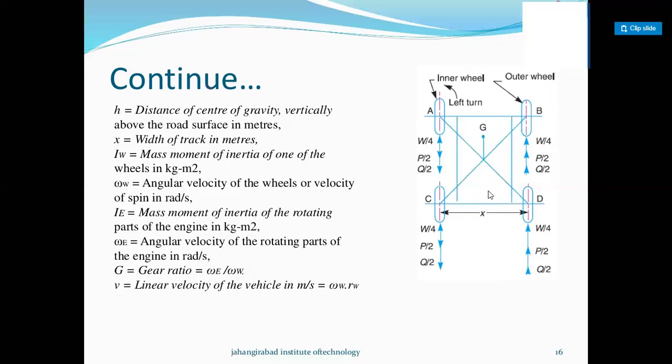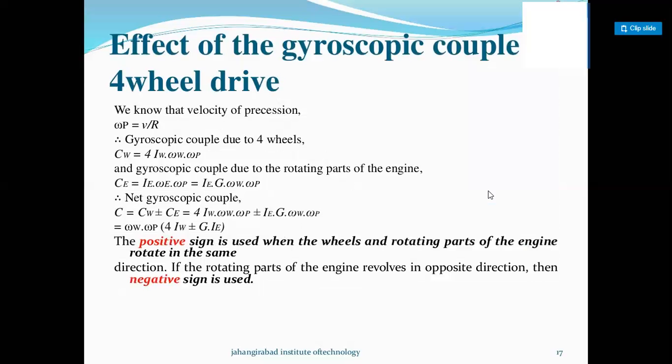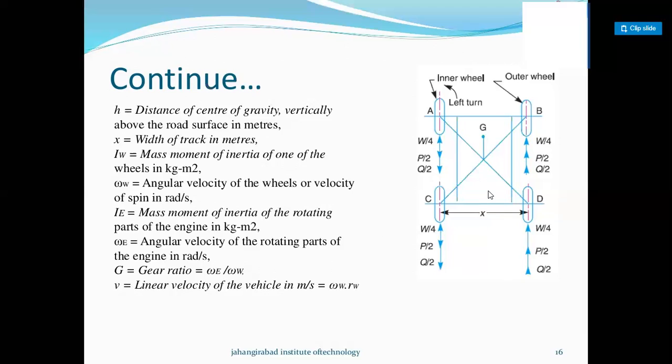Now suppose the vehicle takes a left turn or right turn on a curved road, then a centrifugal effect or centrifugal couple is also generated, right? When a vehicle moves on a curved path, a centrifugal force acts on the vehicle in the outward direction through the center of gravity. The centrifugal couple is Cc is equal to m v square h by r, and the centrifugal force produced is Fc is equal to m omega p square into r.